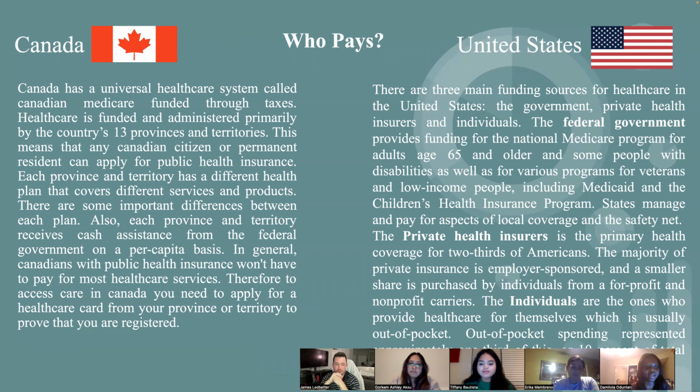This means that any Canadian citizen or permanent resident can apply for public health insurance, and each province and territory has a different healthcare plan that covers different services and products. There are also some important differences between each plan. Also, each province and territory receives cash assistance from the federal government on a per capita basis.